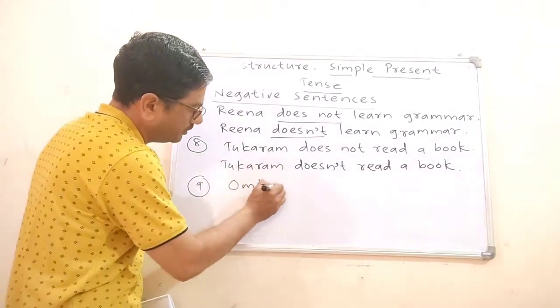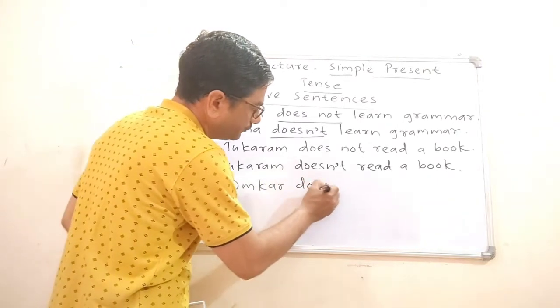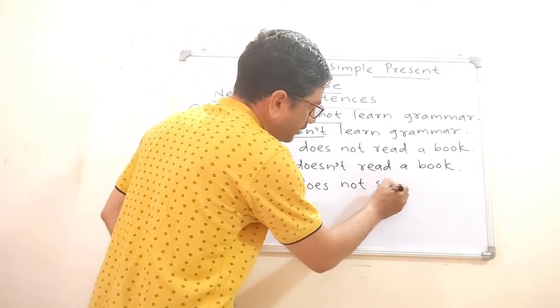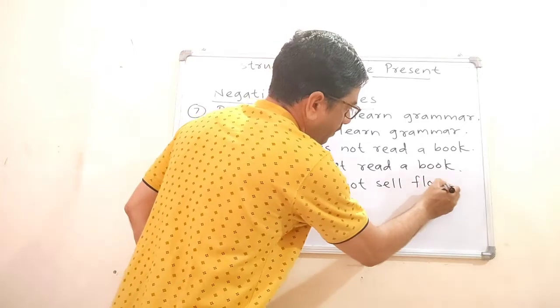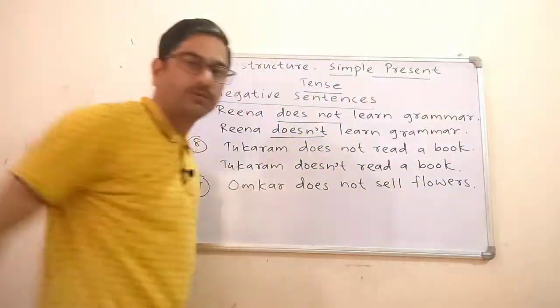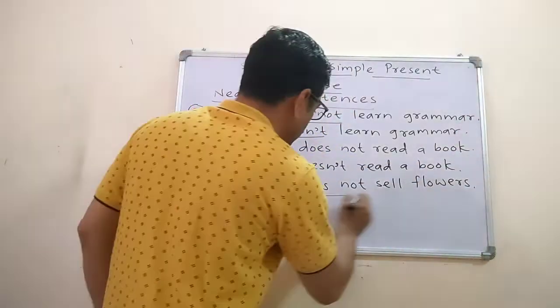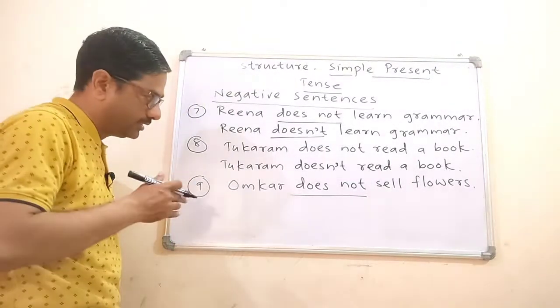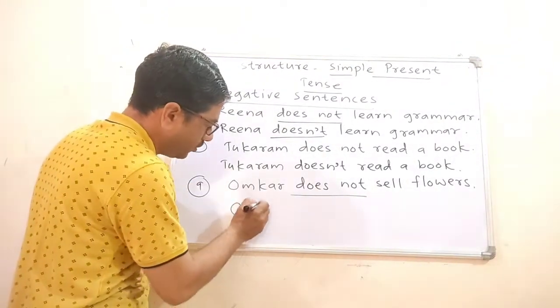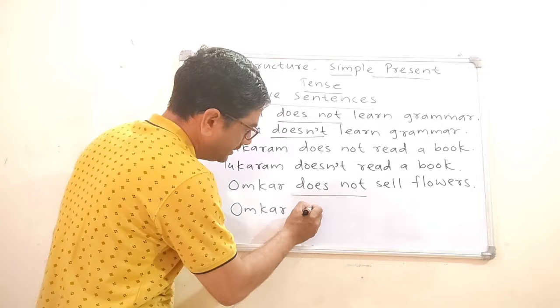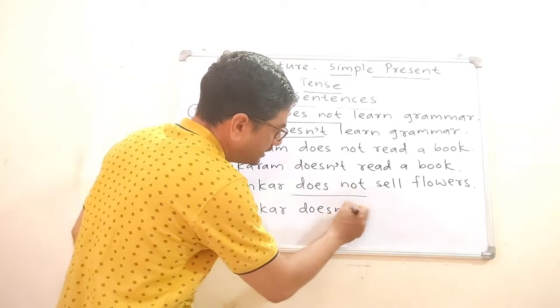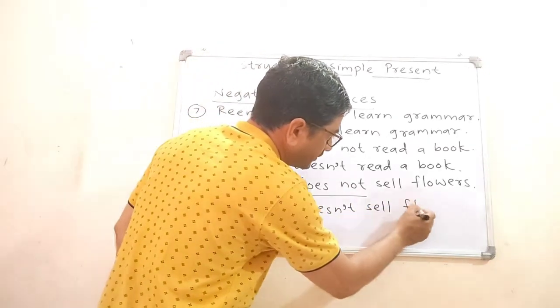And next sentence I will write, Omkar does not sell flowers. You can write down the same sentence in this way also. You can make use of the short form of does not. The sentence will be like this: Omkar doesn't sell flowers.